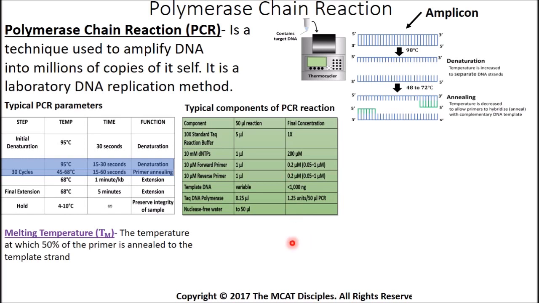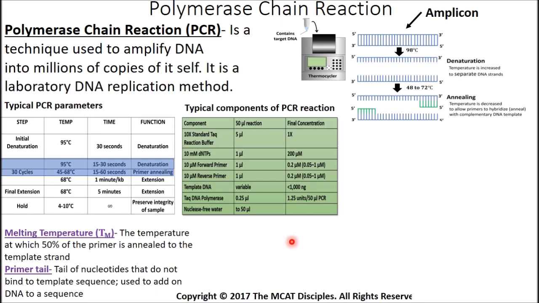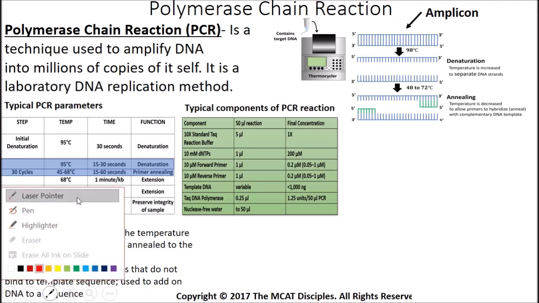You may also hear the term a primer tail. So a primer tail is a tail of nucleotides that do not bind to the template sequence and are used to add on DNA to a sequence. The reason why we would ever have to use a primer tail is that typically when we want to amplify a gene to eventually introduce into another cell, we need a way of cutting that gene in specific places such that we can incorporate it into the vector without damaging the gene. The way we do that is we add a sequence of nucleotides, a restriction site, to the ends of our gene. And we do that via primer tails. You may not understand what that means yet, but we'll get there.